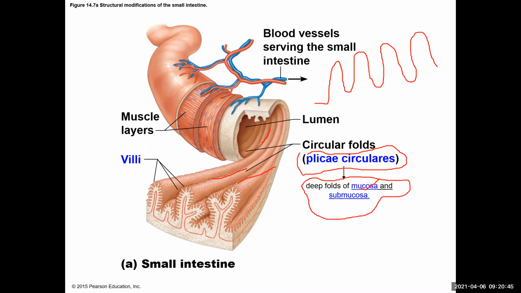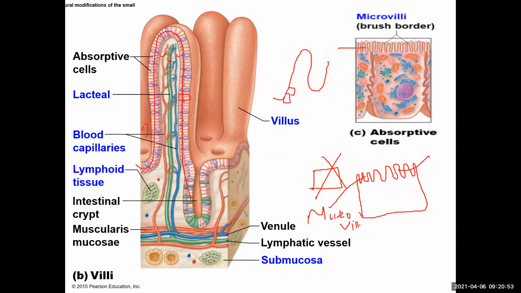Because these plicae circulares or villi or microvilli, right? As the food reaches over here, it has to move through this, right? So it simply increases the surface area so that the contact time of the food here is increased, so that by that time we can do maximum absorption of the food.